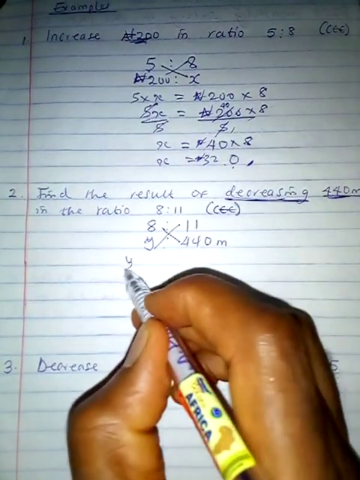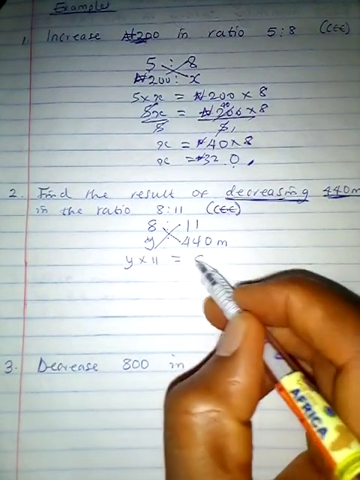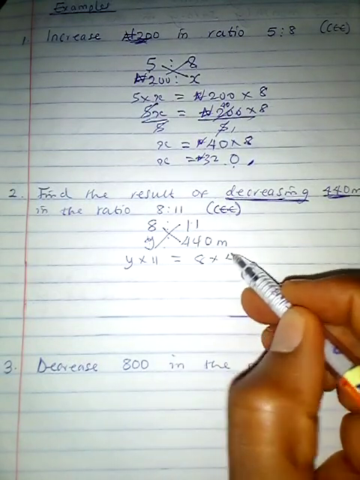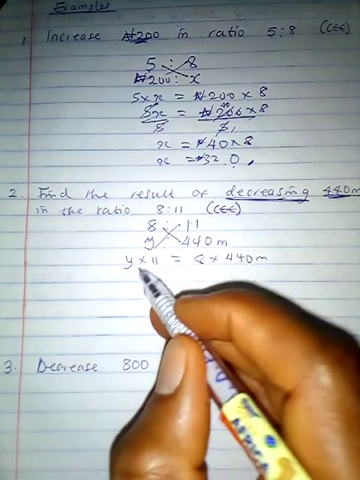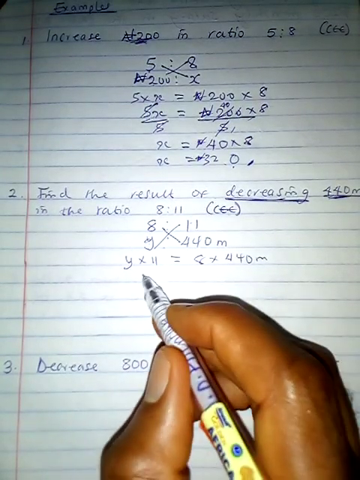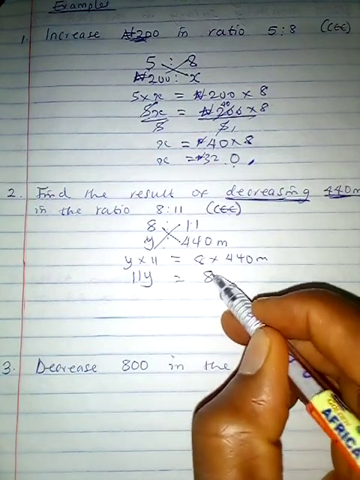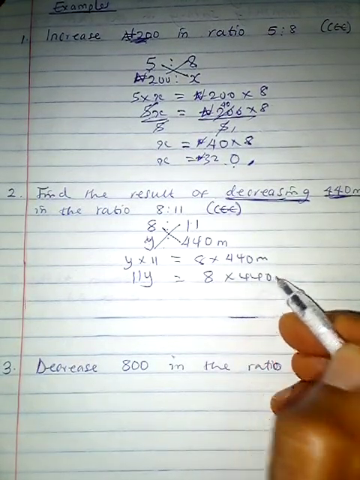You now do y times 11, which is going to give us 8 times, multiply this by this and this by this, and going to give us 8 times 440 meters. Now if you solve this, I'm going to have 11y equals 8 times 440 meters.